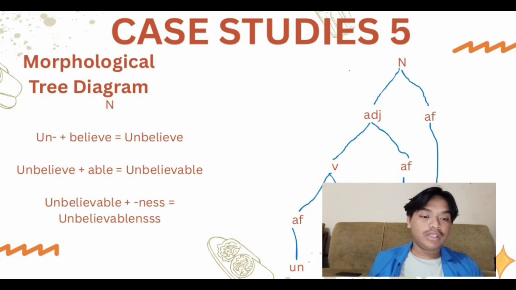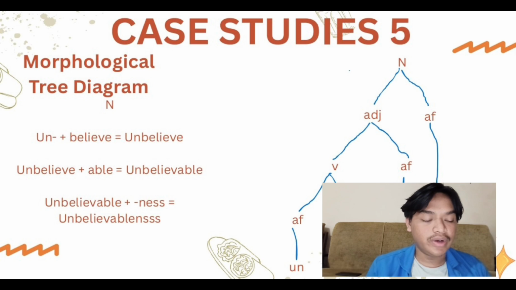Okay, the last one is case study number 5, morphological tree diagram, unbelievableness. For our fifth case study, we are going to analyze the morphological structure of the word unbelievableness. This word is quite interesting because it's made up of several small parts or morphemes that work together to form a complete meaning. By breaking it down, we can understand how English words are built and how their meanings can change through the prefix and suffix.